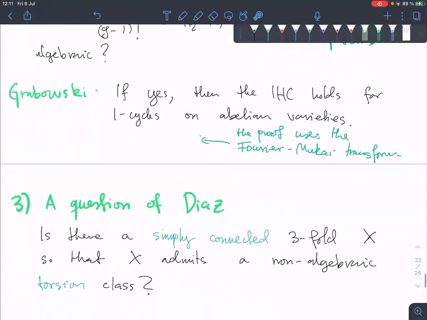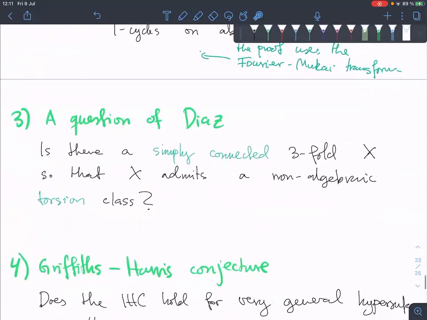There are a couple more questions. One is for threefolds again. This was asked by Diaz. Is there a simply connected threefold X that admits a non-algebraic torsion class? We saw many examples of threefolds with a non-algebraic torsion class, but none of them were simply connected. And there are also many simply connected threefolds where you have non-torsion non-algebraic classes, namely Kollár's example. But having both of these conditions seems a little more subtle. So this is open, I believe.